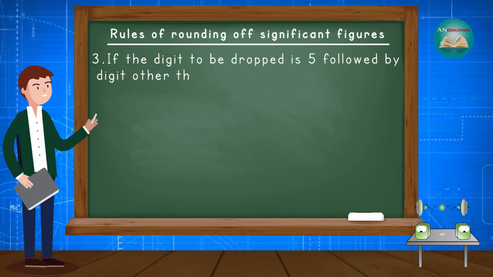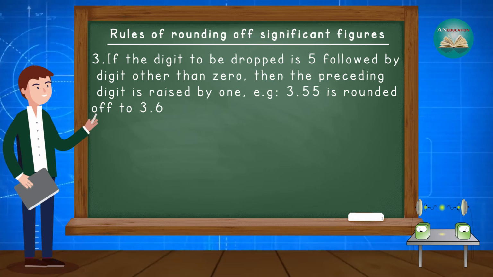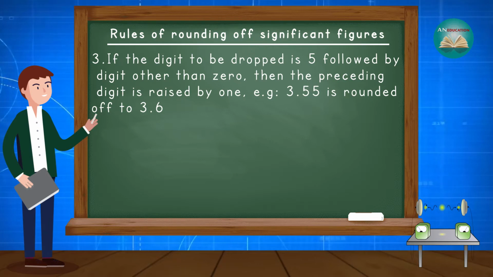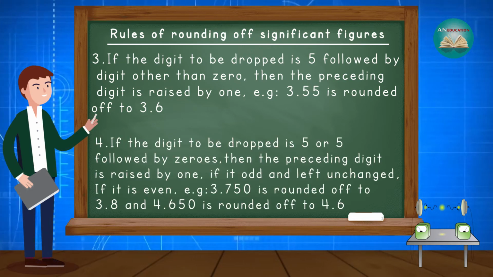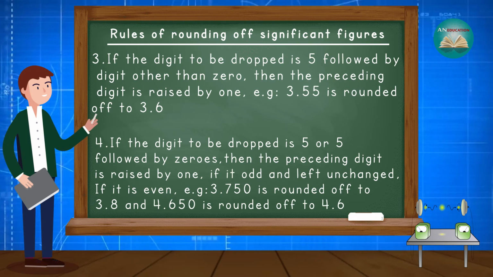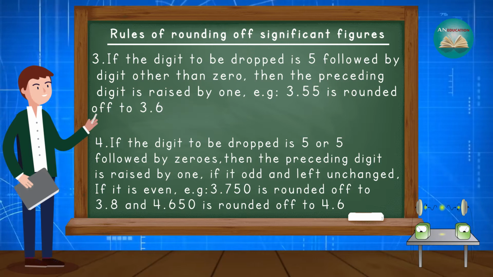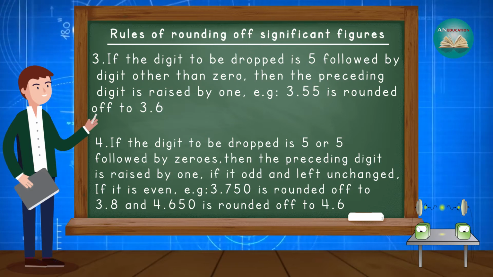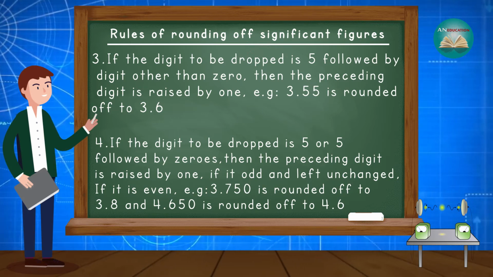Third, if the digit to be dropped is 5 followed by a digit other than 0, then the preceding digit is raised by 1. Example, 3.55 is rounded off to 3.6. Fourth, if the digit to be dropped is 5 or 5 followed by zeros, then the preceding digit is raised by 1 if it is odd and left unchanged if it is even. Example, 3.750 is rounded off to 3.8 and 4.650 is rounded off to 4.6.